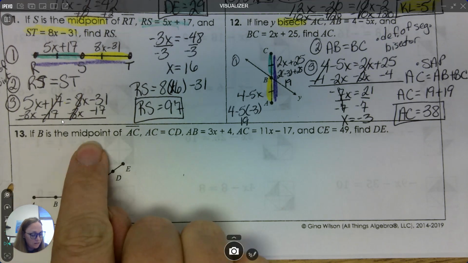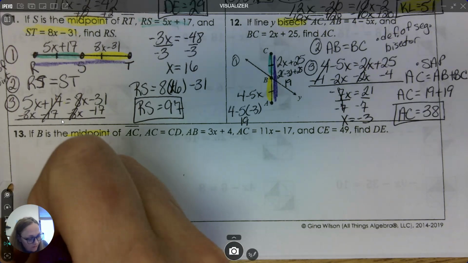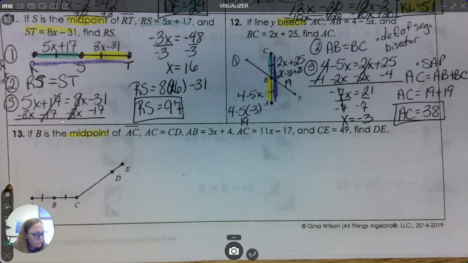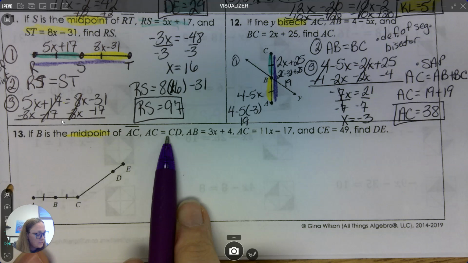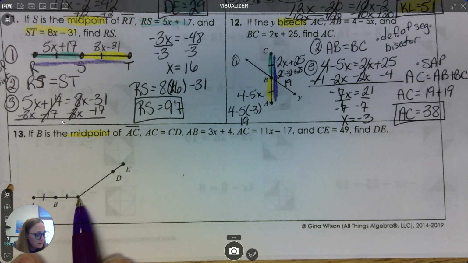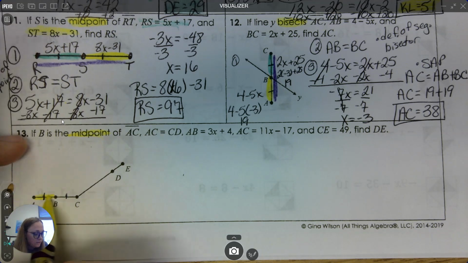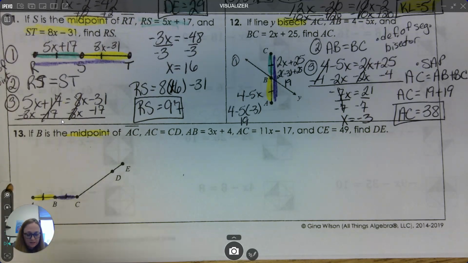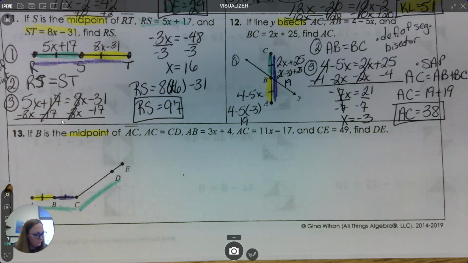If B is the midpoint, telling me that's in the middle, I'm going to go ahead and just mark that right now so I know it, that those two are the same. From AC, AC is equal to CD. So let me go ahead and color code this. So I know I have two segments here that are the same. They also told me AC is the same as CD. All right, let me go ahead and start labeling now.